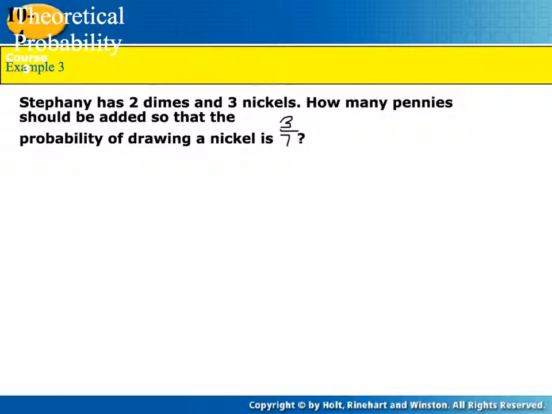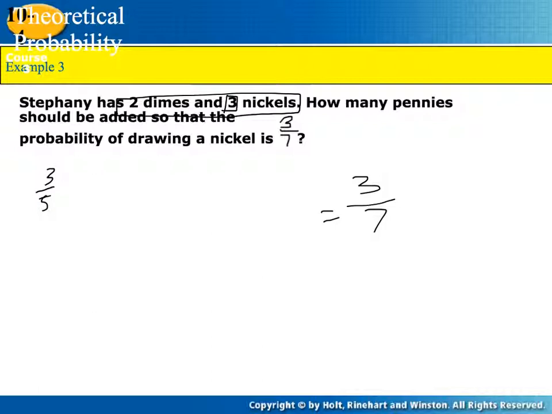All right, so as I look at this, Stephanie has 2 dimes and 3 nickels. How many pennies should be added so that the probability of drawing a nickel is 3/7? So I want to equal 3/7. That's the probability I want. Currently I have a probability of 3/5. How do I know that? Well, I have 3 nickels and a total of 5. But I need to figure out what needs to be added to change that 3/5 to 3/7.